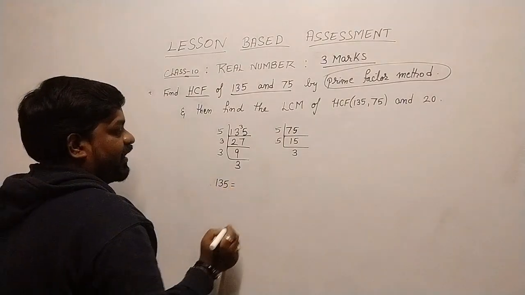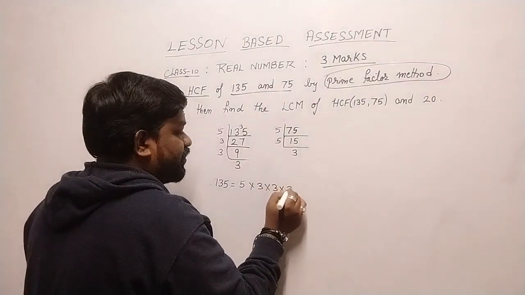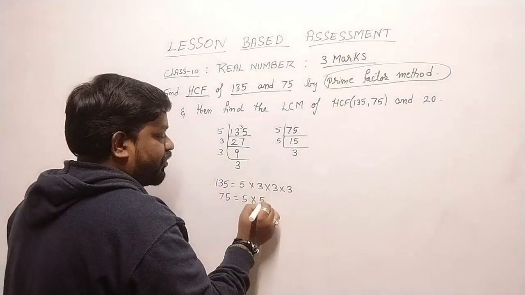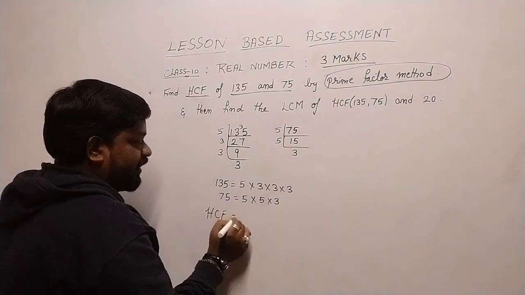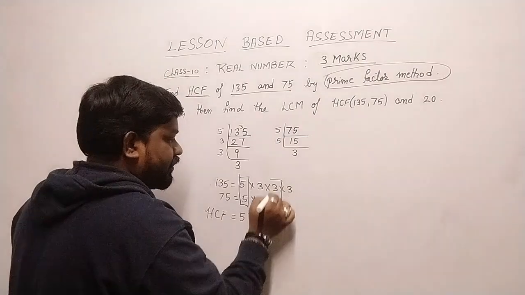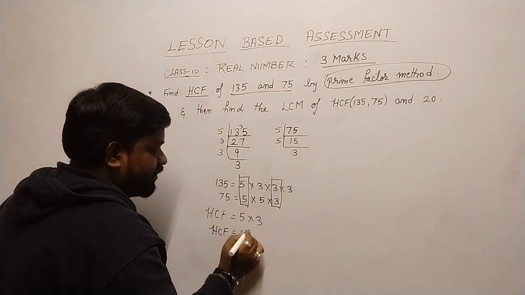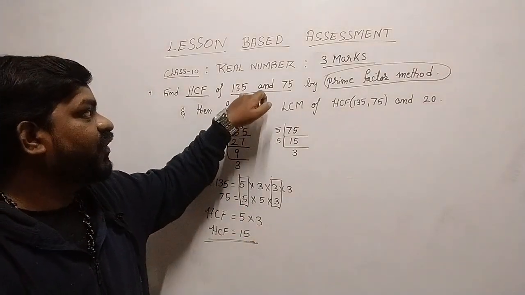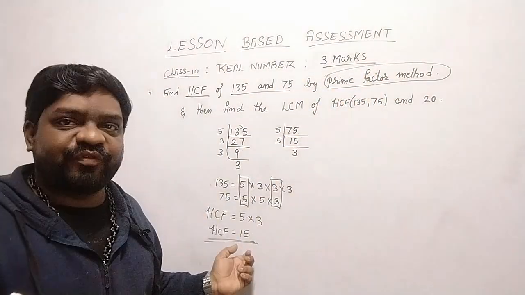135 can be written as 5 into 3 into 3 into 3, and 75 can be written as 5 into 5 into 3. The highest common factor will be, you can see 5 is common, then 3 is common. Therefore, the HCF is 15. The HCF of 135 and 75 by prime factor method, we got 15.